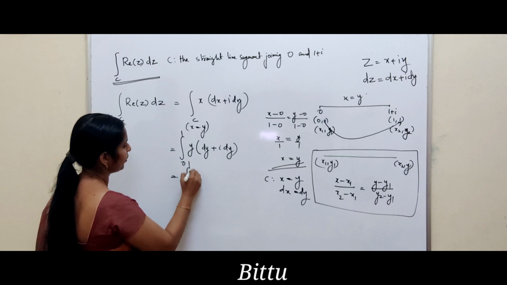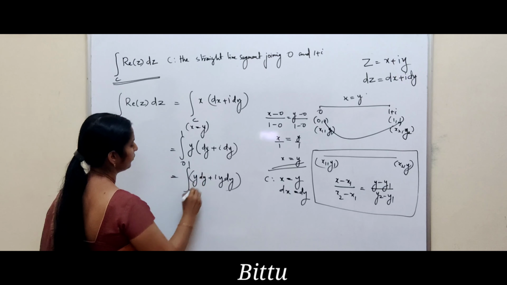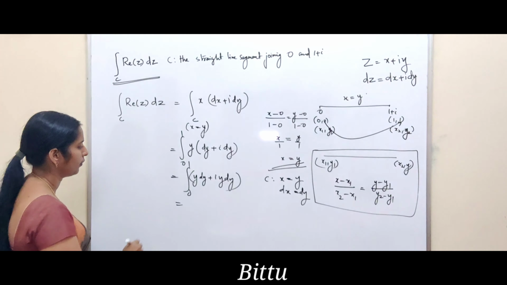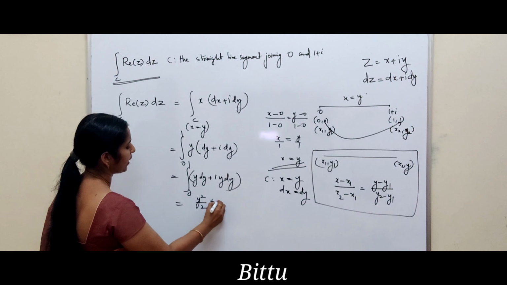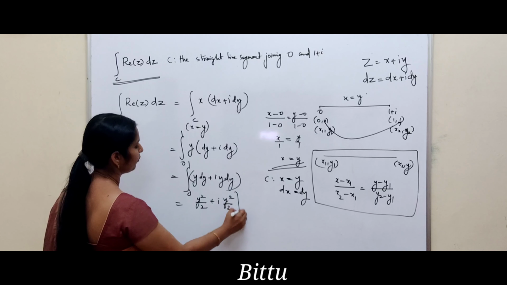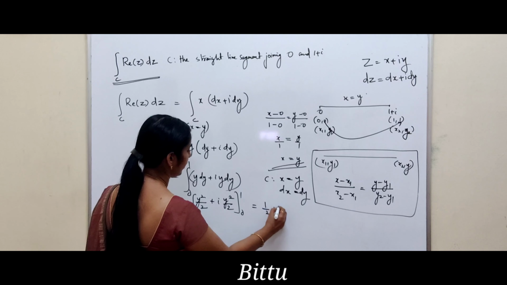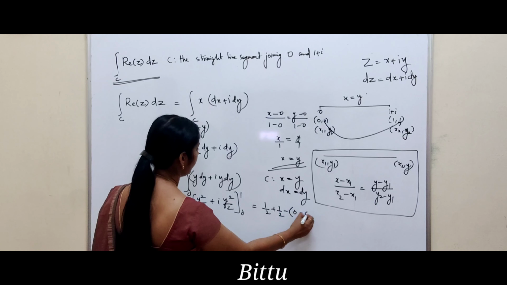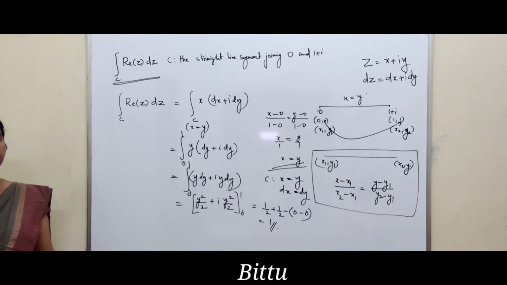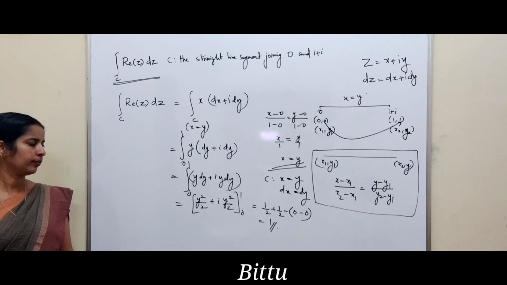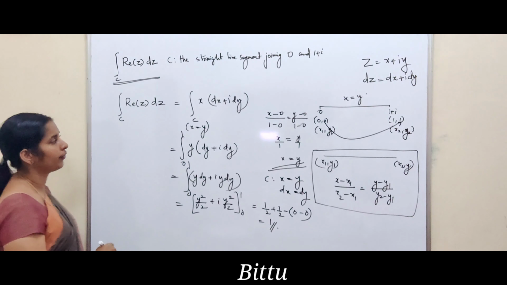So, it is integral 0 to 1 y dy plus i into y dy. That is equal to integral y dy, it is y square by 2 plus i into y square by 2 from 0 to 1. That is 1 by 2 plus i by 2 minus lower limit is 0. So the answer is 1 plus i by 2. Again, you can convert this integral in terms of x.